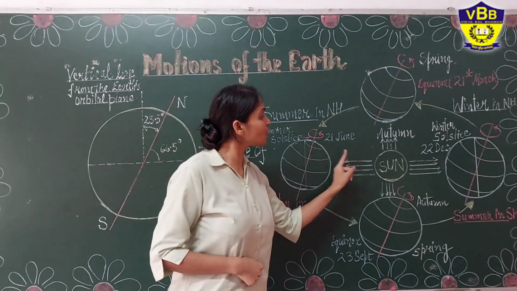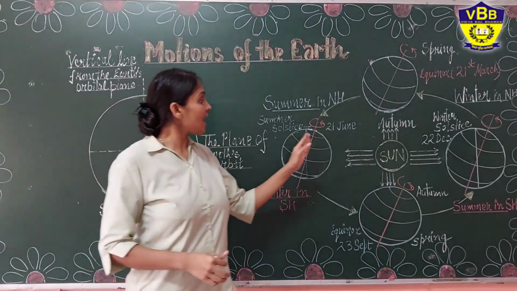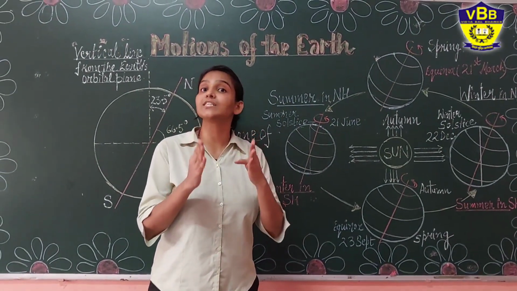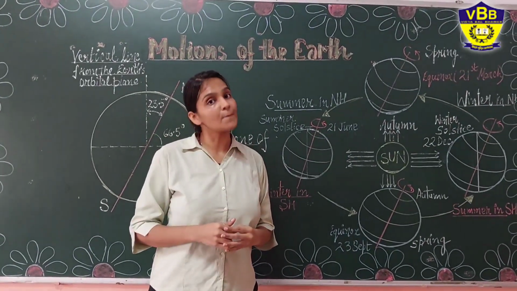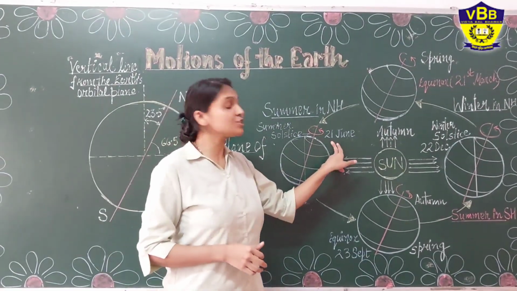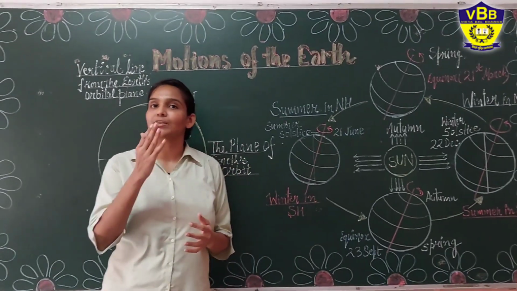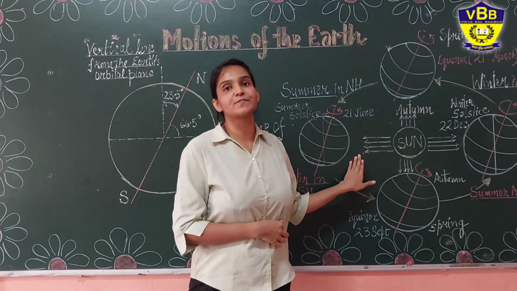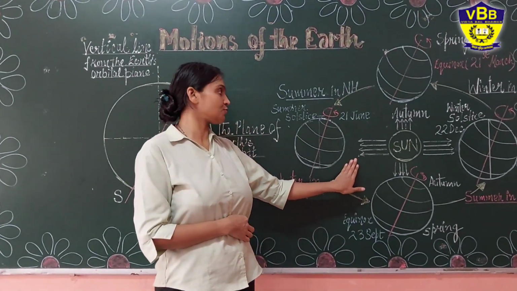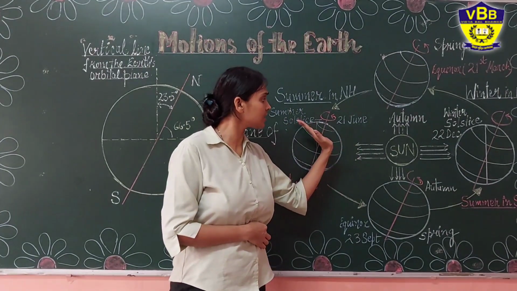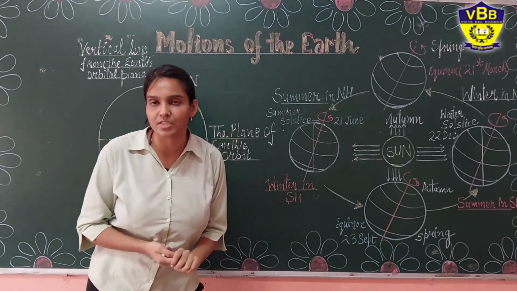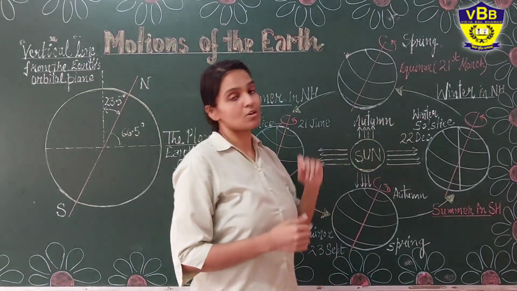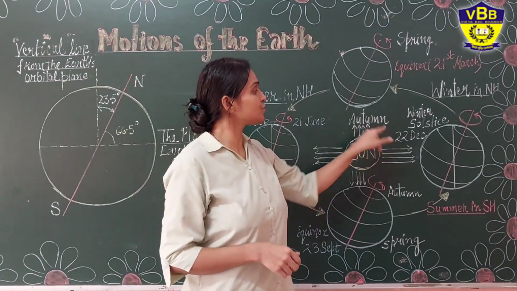Now, as the North Pole is tilted towards the sun, the area beyond the Arctic Circle receives daylight continuously for 6 months. Now, 21st June has the longest day and shortest night. It is known as the time of summer solstice. So, this position of the earth, when the northern hemisphere of the earth is tilted towards the sun, is known as summer solstice.